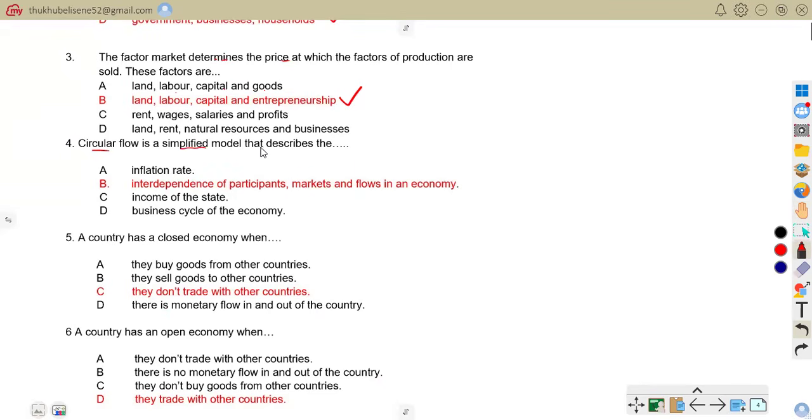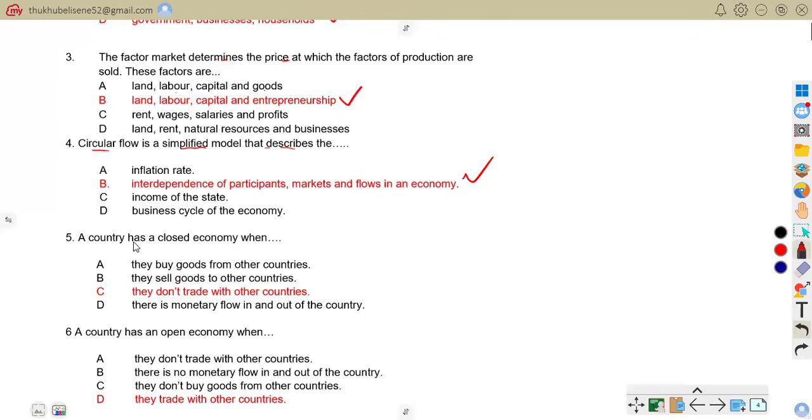Circular flow is a simplified model that describes the inflation rate, interdependence of participants, markets, and flows in an economy, income of the state, business cycle of the economy. So the correct answer is B, interdependence of participants, markets, and flows. The circular flow model shows how households, business, and government. So let us move on to number 5.